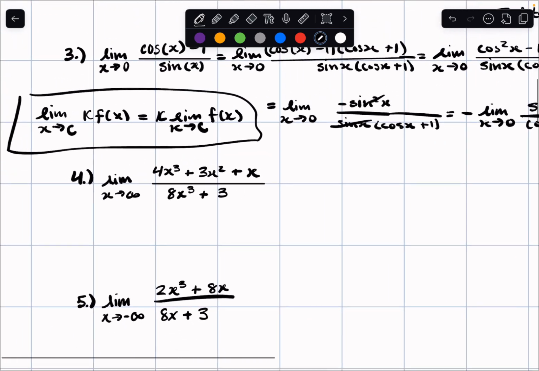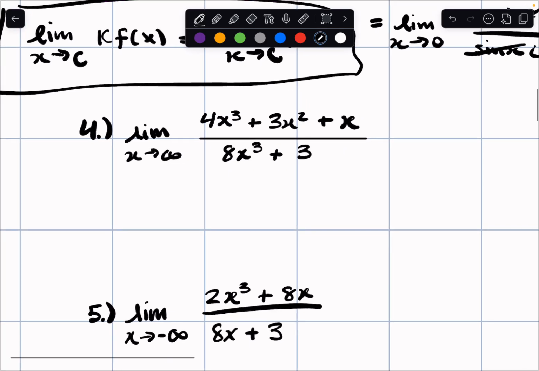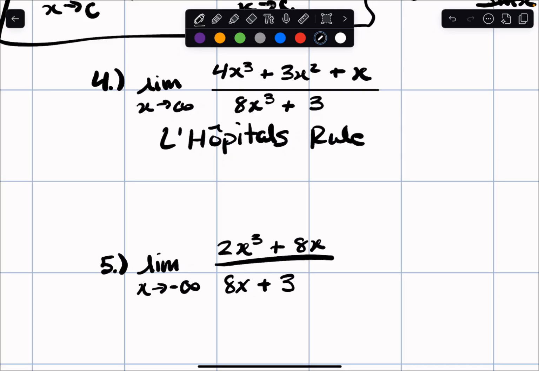Okay, moving on. What is the limit as x approaches infinity of 4x cubed plus 3x squared plus x divided by 8x cubed plus 3? At first glance, it doesn't look very friendly. However, there are a couple tricks that we can use, one advanced and one not. One called L'Hopital's rule, which we'll learn sooner rather than later, and the shortcut, which you will be taught now.